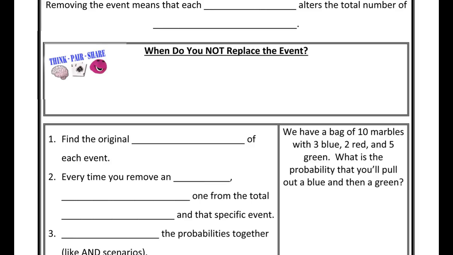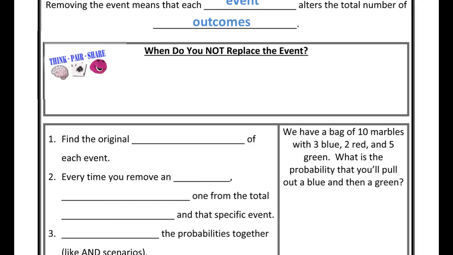When the event is removed, this means that each event alters the total number of outcomes. This is situations where I remove a marble from a bag. That changes the total number of marbles in the bag, so it's the total number of outcomes and even the number of specific events. If I take a blue marble out, for example, I'm changing the blue events. Think of other situations where you might not replace the event. You might remove it from the experiment.